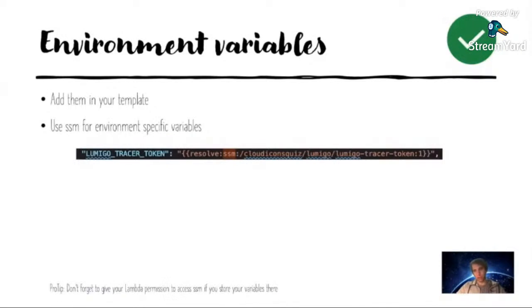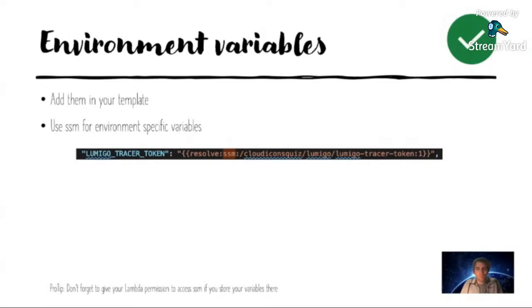Okay, next up, environment variables. And this one can be a little tricky, and it actually depends on the situation. Do I need an environment-specific environment variable, so a variable that's different on production and on tests? Do I need a variable that is always the same, but is only used in one function?